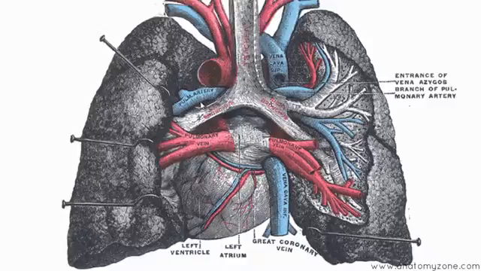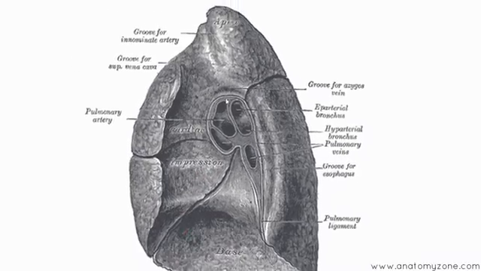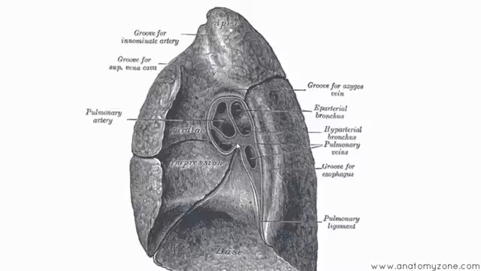So you've got the pulmonary arteries in blue carrying deoxygenated blood from the heart to the lungs to receive oxygen, and you've got the pulmonary veins returning oxygenated blood from the lungs to the heart. So this diagram here just shows the hilum in a bit more detail, so you can see the structures entering this area called the hilum of the lung.